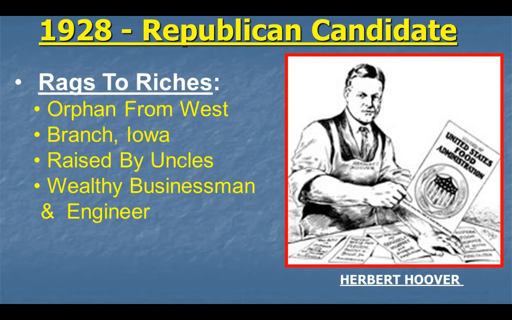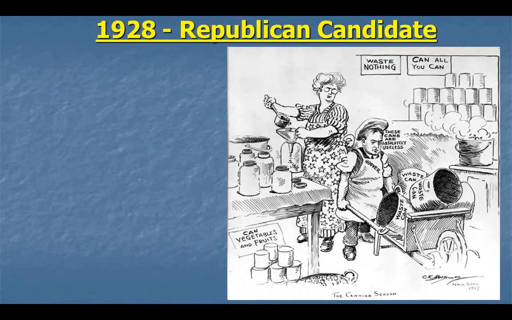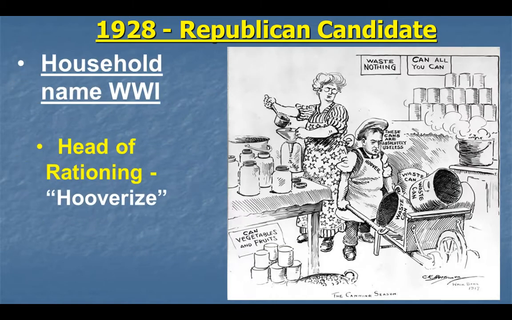1928, the Republicans choose instead a new candidate here, and that is Herbert Hoover, the Hooverizer from World War I. Really a rags to riches kind of story from Iowa, orphan. IQ of a genius. A wealthy businessman and engineer, and of course, very significant in the coordination of the United States Food Administration during World War I, helping feed Europe and organize the food conservation effort.